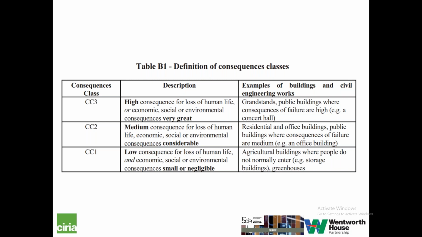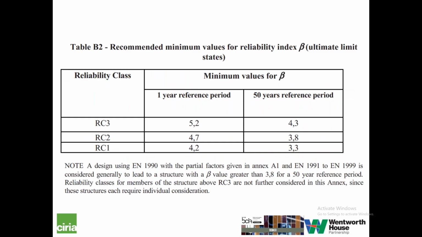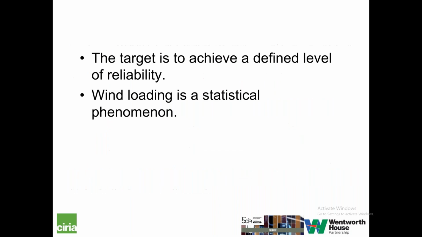So based on those consequences of failure, they then define reliability classes or reliability indices, 1, 2, and 3, 3 being the most reliable and 1 being the least reliable. And they derive a beta factor, which is a statistical concept which is quite complex and we don't actually have to go into. In essence, varying the load factors is one way to vary the reliability of a structure. So the target of the Eurocodes is to achieve a defined level of reliability.